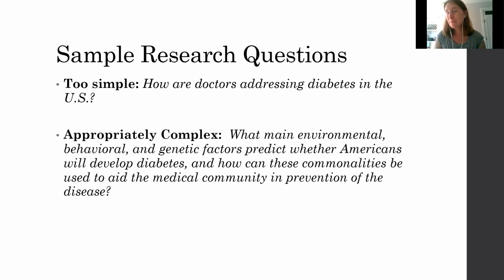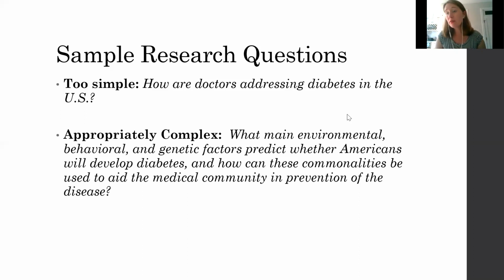It just means as short as it can be, no longer than it needs to be. Okay. So here's an appropriately complex research question. What main environmental, behavioral, and genetic factors predict whether Americans will develop diabetes, and how can these commonalities be used to aid the medical community in prevention of the disease?